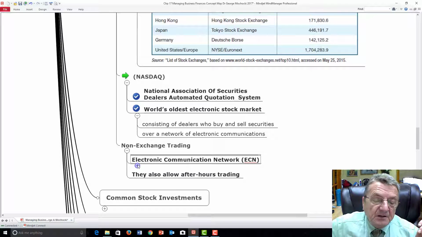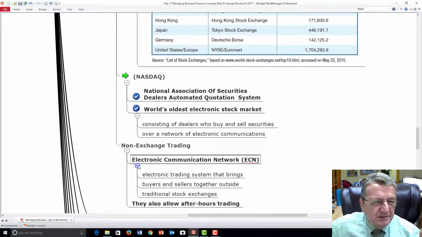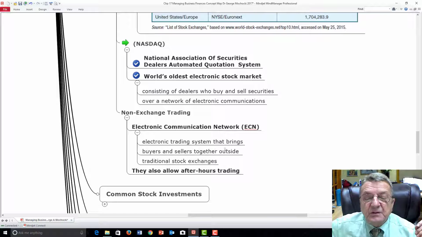All right, and non-exchange trading is the electronic communication network, or ECN. If I look at that, I look at E-Trade or some of the other ones. I'm just trying to do something that would make it easy for you to see, or you could use it for some of your exchanges. It's an electronic trading system that brings buyers and sellers together outside traditional stock exchanges.